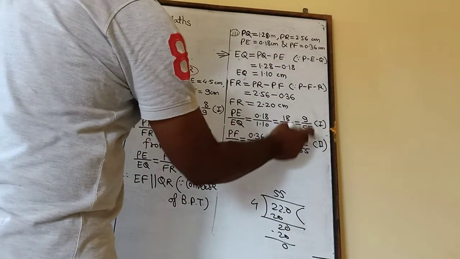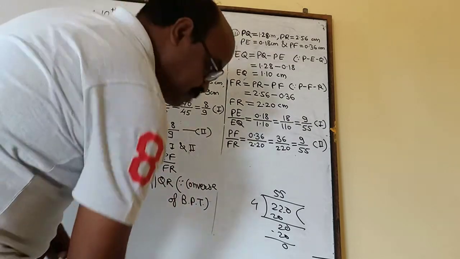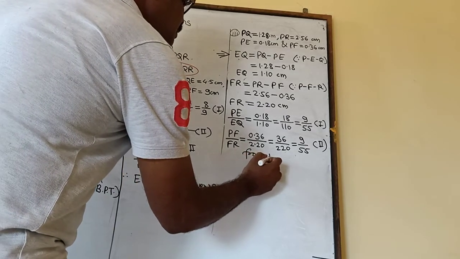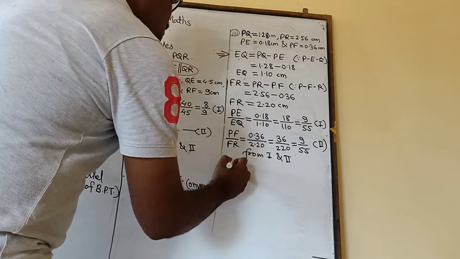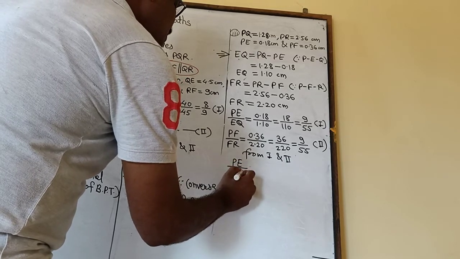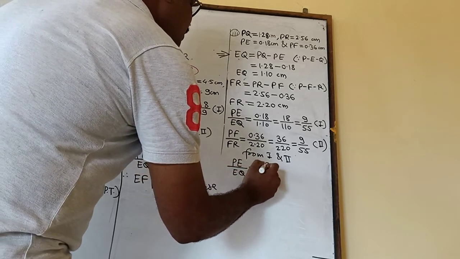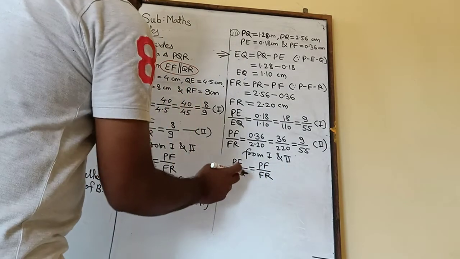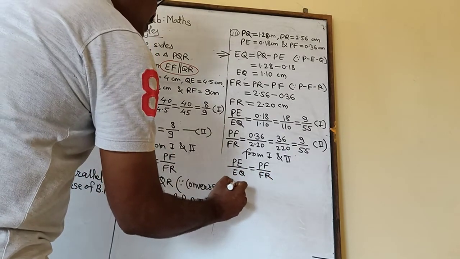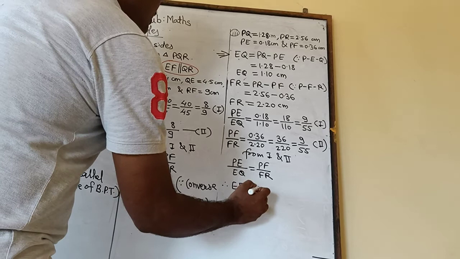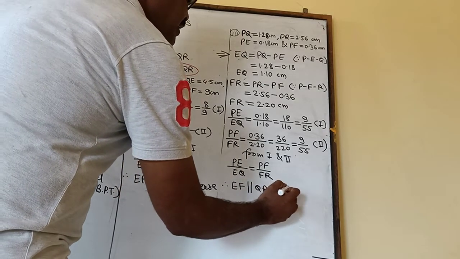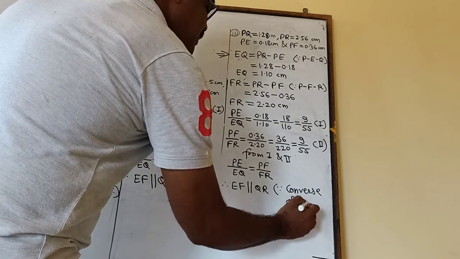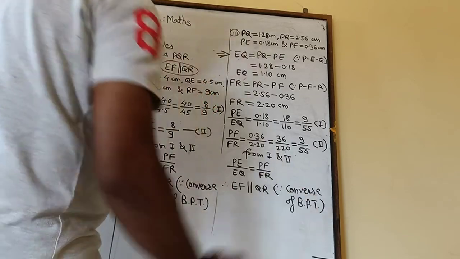Now you can see 9 upon 55, 9/55, both are the same. So once again from 1 and 2, PE upon EQ equals PF upon FR, and therefore both ratios are equal, which means EF is parallel to QR, and we have to write down the reason: converse of basic proportionality theorem.